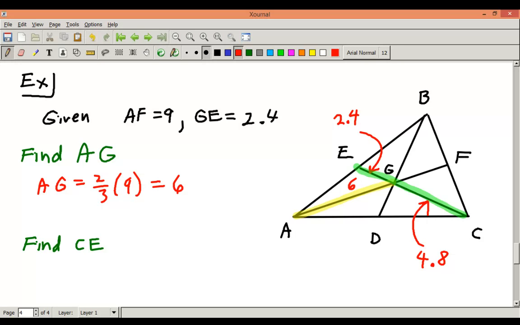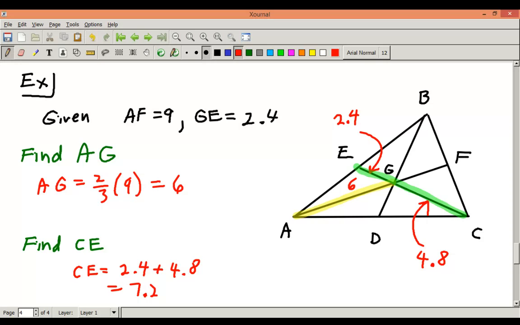So if you want to find CE, then all you have to do is add up those two segments. So take the 2.4 that we were given, and we're going to add to that the 4.8, which we found because of the centroid theorem, and just add those up. So 2.4 plus 4.8 is 7.2. So the length of segment CE there, the green segment, must be 7.2. Okay, so that's what you need to know.